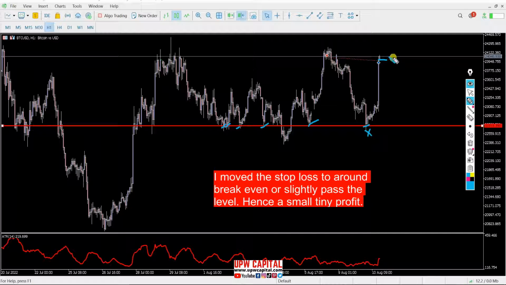So around here, I got knocked out. Right, so this is where I set my take profit. You can see there's multiple rejections at this level. It's a very small trade. I wasn't looking for anything fancy. I wasn't looking for a move all the way down or even going less than 20,000.